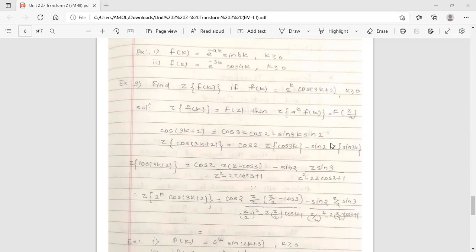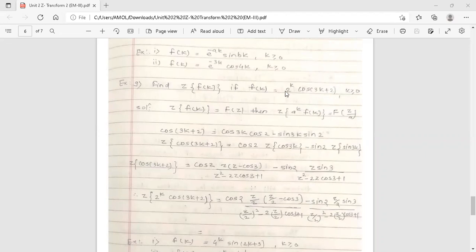Use here the formula of the Z transform of sin alpha k. In place of alpha there is 3. So it is z into sin 3 upon z squared minus 2z cos 3 plus 1. So this is the Z transform of cos of 3k plus 2.